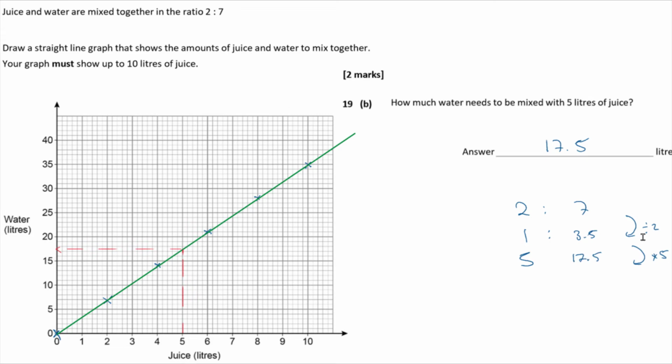So, you know, it doesn't matter which one of those methods you use. It doesn't say use the graph or use ratios to work it out. So you've got a choice there. Either one would have been totally fine.